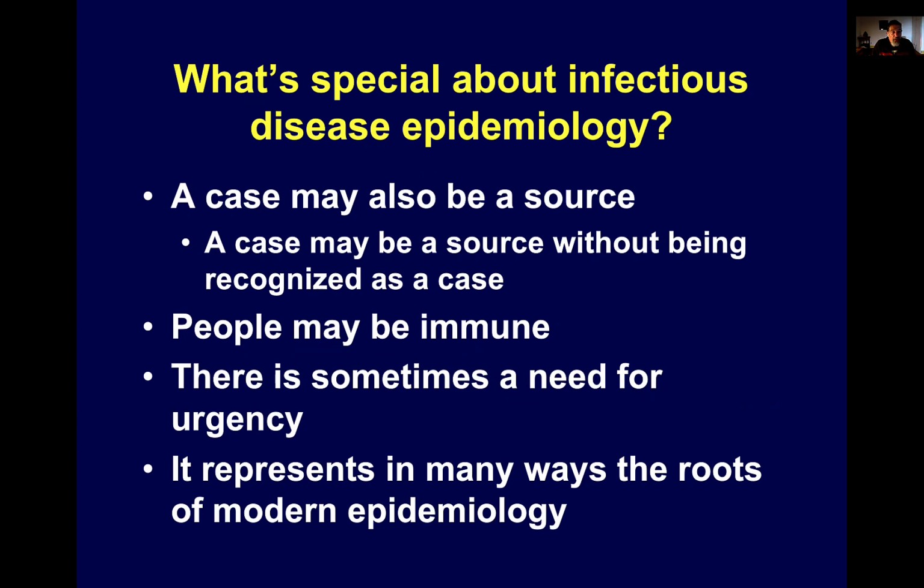So since we're starting a course on infectious disease epidemiology, I'd like to end with a few notes about things that are special about infectious disease epidemiology compared to other fields of epidemiology. One is that a case of a disease or an infection may also be a source of infection to another individual or susceptible individual. And moreover, a case may be a source without being recognized as a case. And this is this whole notion of the fact that people may not know that they have an infection and can be spreading infection.